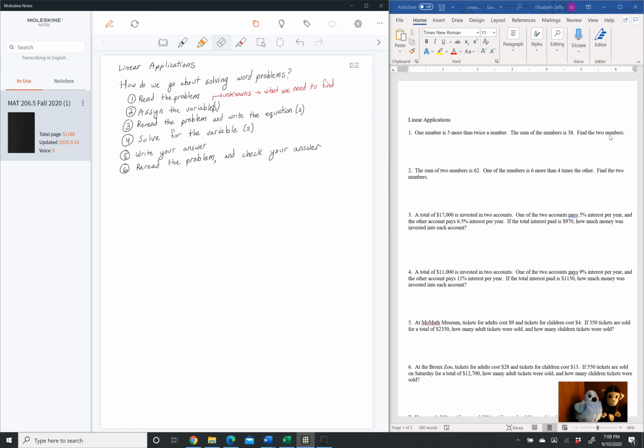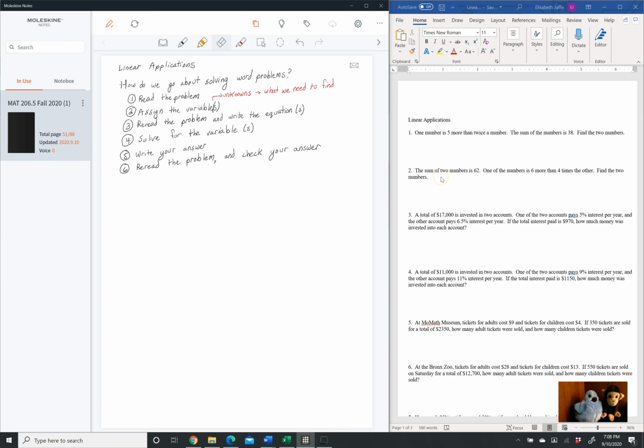So remember, when you have two unknowns, you're going to have two equations. When you have one unknown, you're going to have one equation. When you have three unknowns, which you're not going to see here, you would have three equations.